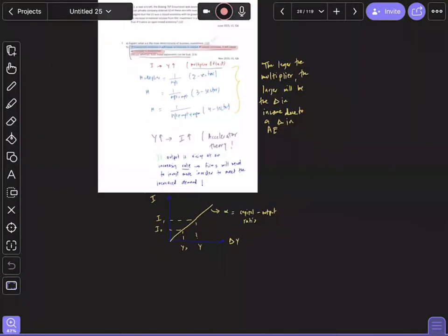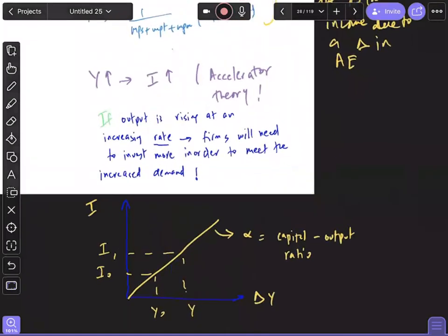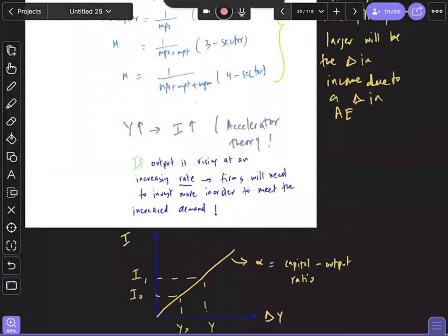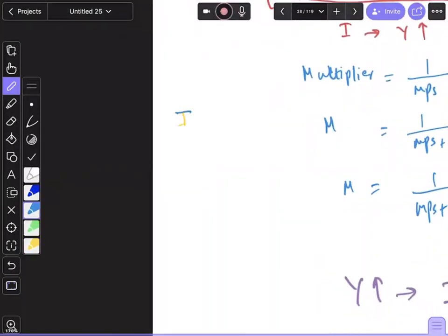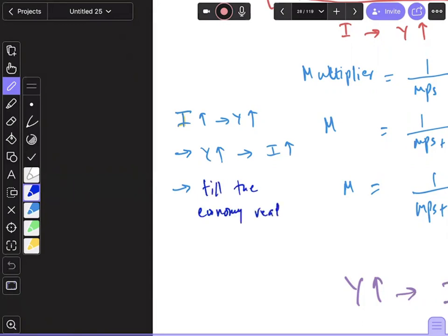There's a conclusion we can write here: will this process keep going on and on? When I goes up, Y goes up through the multiplier. And when Y goes up, I goes up again through the accelerator. And we say this process will continue till a certain point. And that certain point is till the economy reaches full employment.